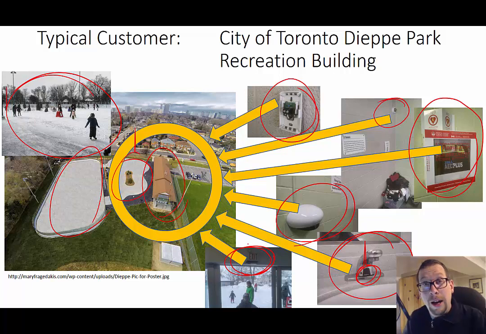These are all examples of embedded systems. And in this case, I easily found 1, 2, 3, 4, 5, 6 of them without even trying. Embedded systems are everywhere, and you don't notice them. And that's the beautiful thing about them.